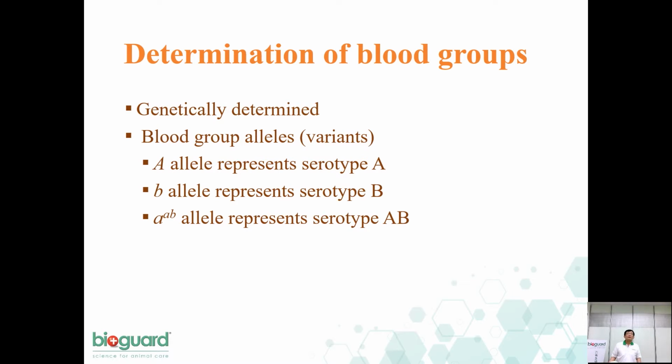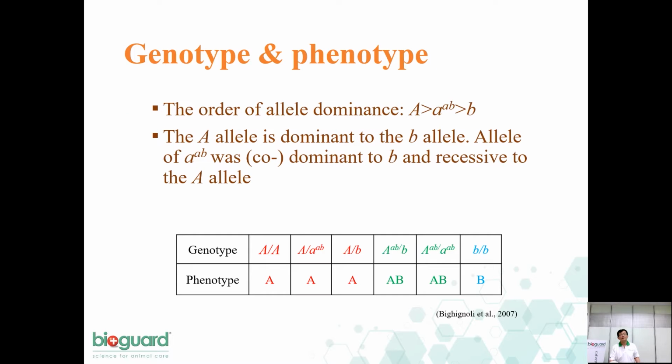Genetically, these blood groups are determined by three different alleles. The type A is determined by the A allele. Type B is determined by the B allele. And type AB is determined by the AB allele. The order of allele dominance among these three alleles is A, the second one is AB, and then the B allele. What does this mean? This means the A allele is dominant to both the B and AB alleles. Allele AB is dominant to B and recessive to the A allele.